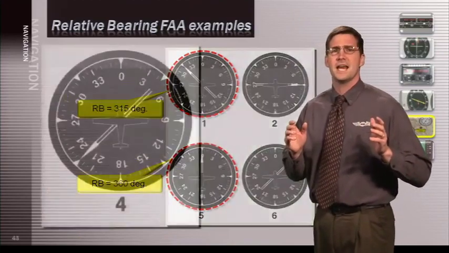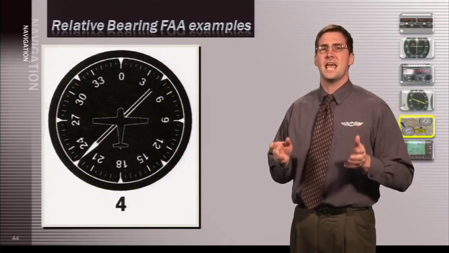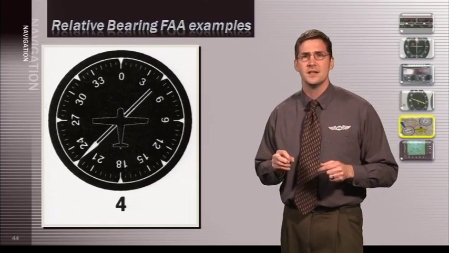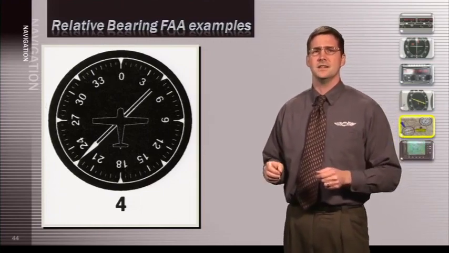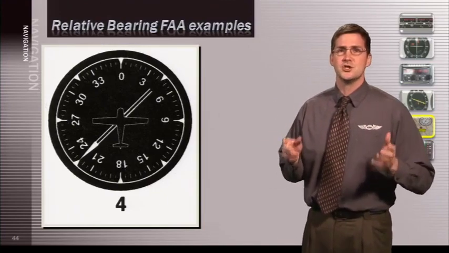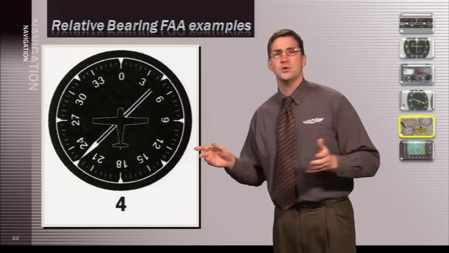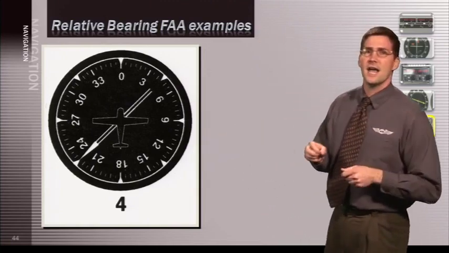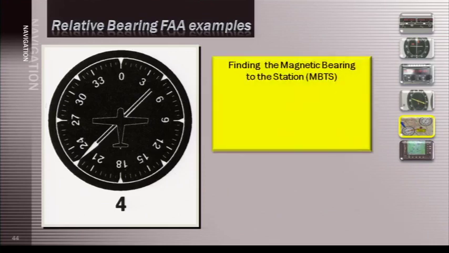To find a magnetic bearing to the station using a fixed card ADF, you will be given a magnetic heading, say 320 degrees. Write down the relative bearing to the station found on the head of the needle. In this case, it is 225 degrees. From here, it's simply arithmetic using our formula. Here's how to calculate the magnetic bearing to the station. The given magnetic heading is 320 degrees. The head of the needle indicates a relative bearing of 225 degrees.